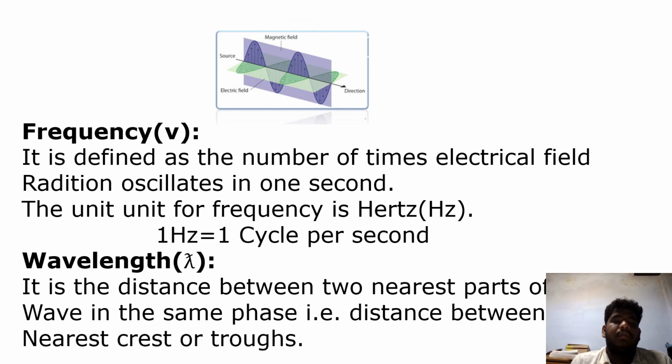Observe the diagram. Frequency is defined as the number of times the electric field of the radiation oscillates in 1 second. The unit for frequency is Hz. 1 Hz equals 1 cycle per second. Wavelength is represented by lambda. It is the distance between two nearest crests or troughs of a wave in the same space.